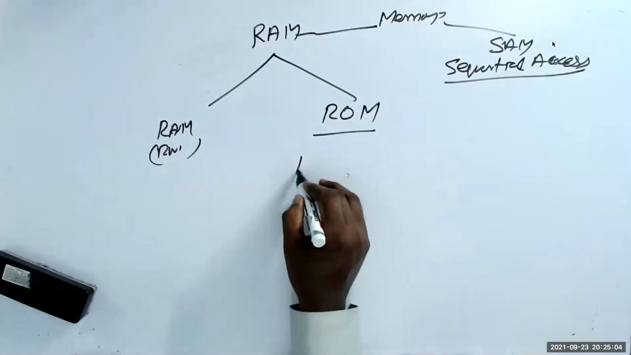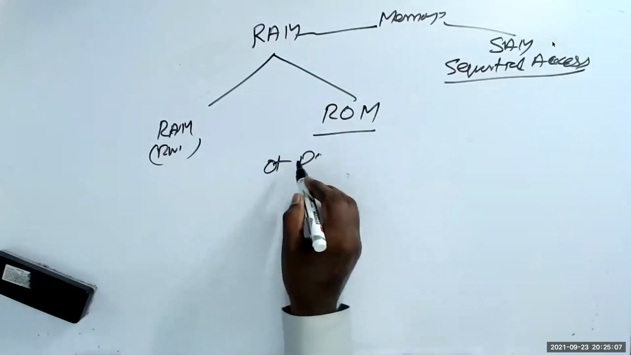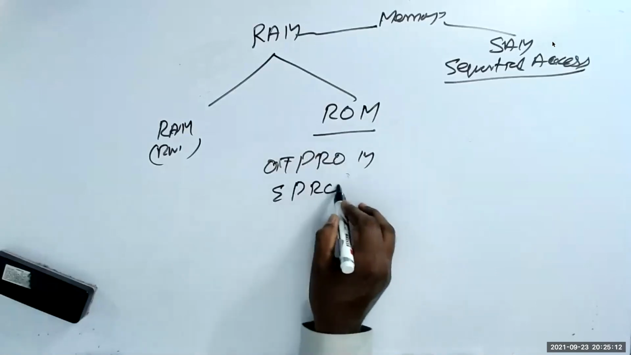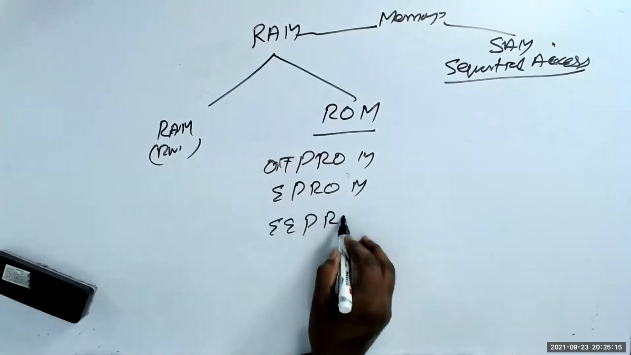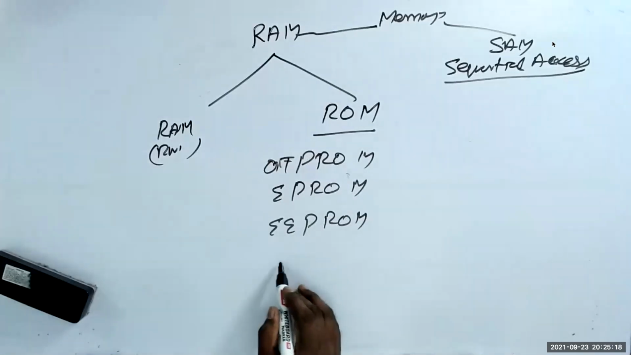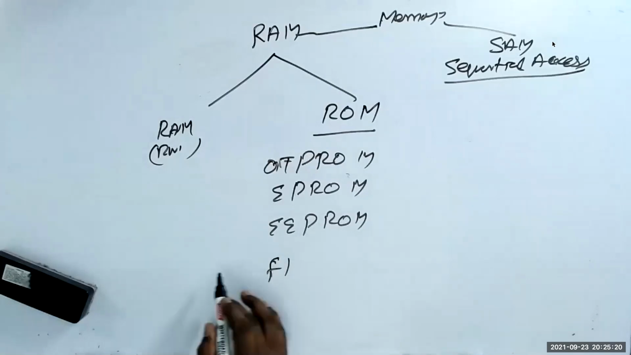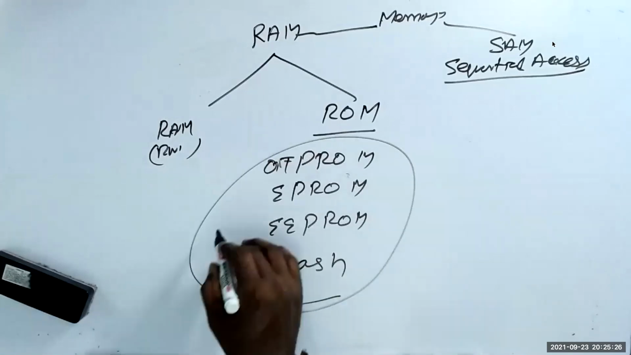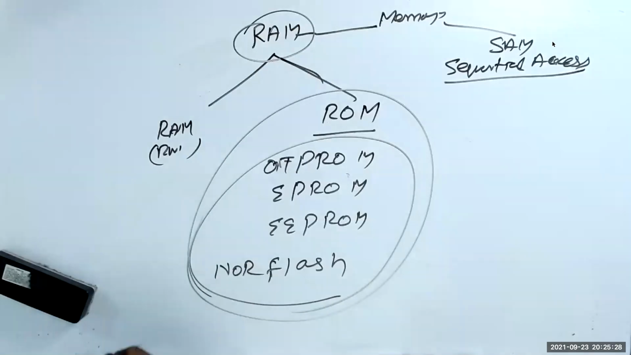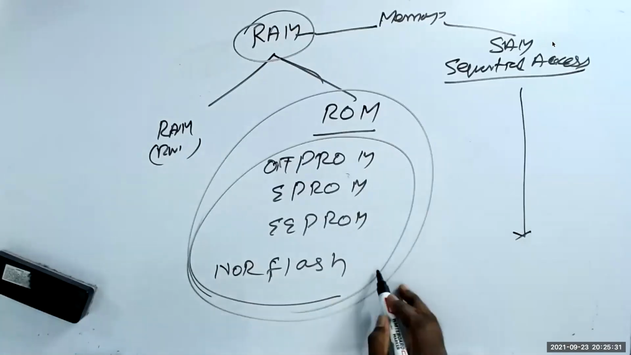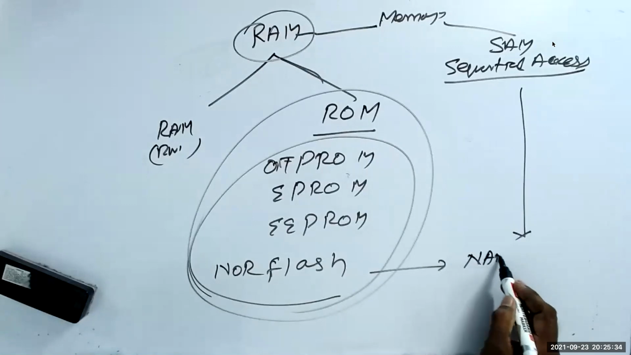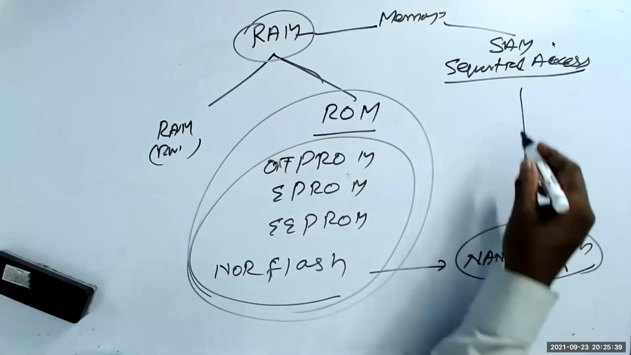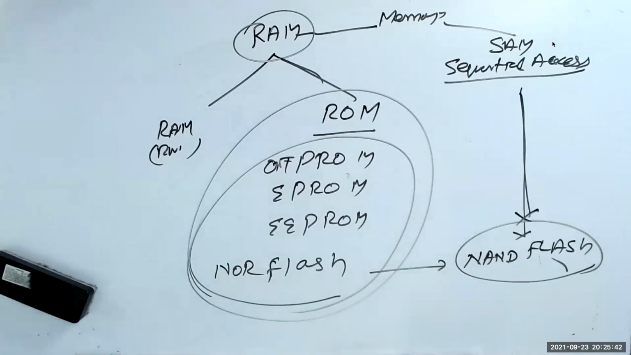Now ROM, PROM, OTP, EPROM, flash, and not flash. These are all coming under random access. But unfortunately, your other flash, the NAND flash, is coming under sequential. Okay.